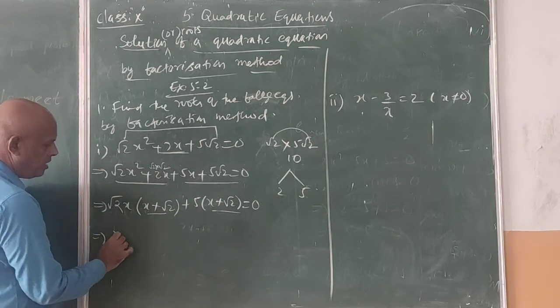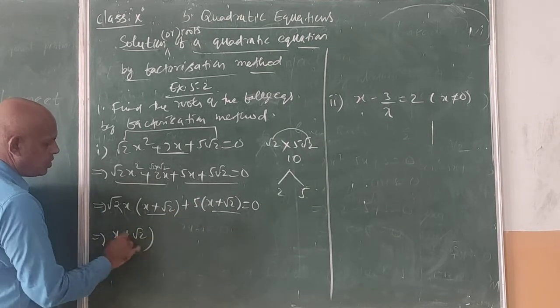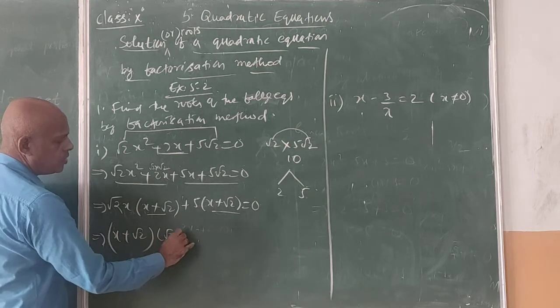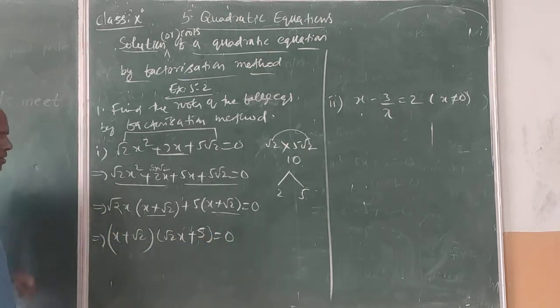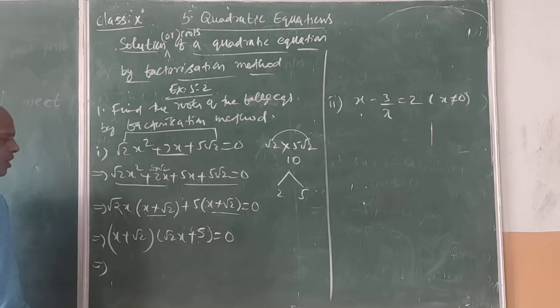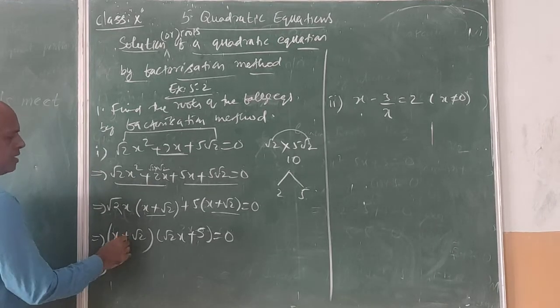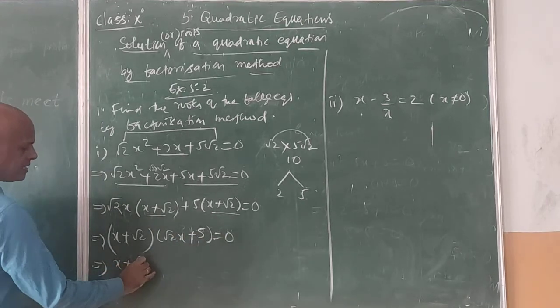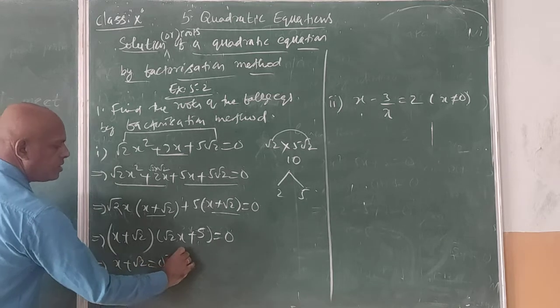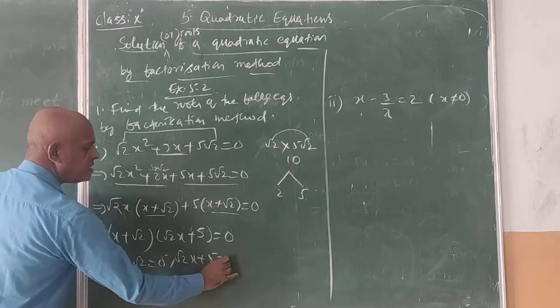Now we can take x plus root 2 common. What remains here? Root 2x. Here remains 5 is equal to 0. So which implies, now x plus root 2 common, root 2x remains here, 5 remains here. So now when the product of two terms is equal to 0, each one is equal to 0. X plus root 2 is equal to 0. Root 2x plus 5 is equal to 0.